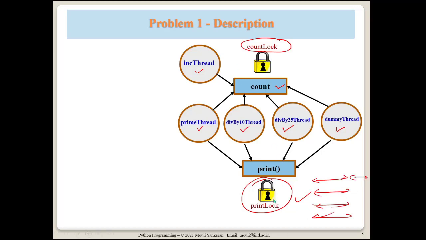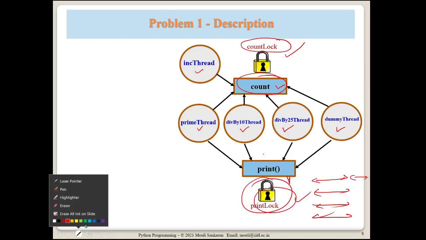So there are two locks for different purposes. This is only our understanding of the application. When we are writing the application, we are associating that this lock will be used for accessing the count variable, and this lock will be used for printing any messages by any of these threads. That's the first understanding.